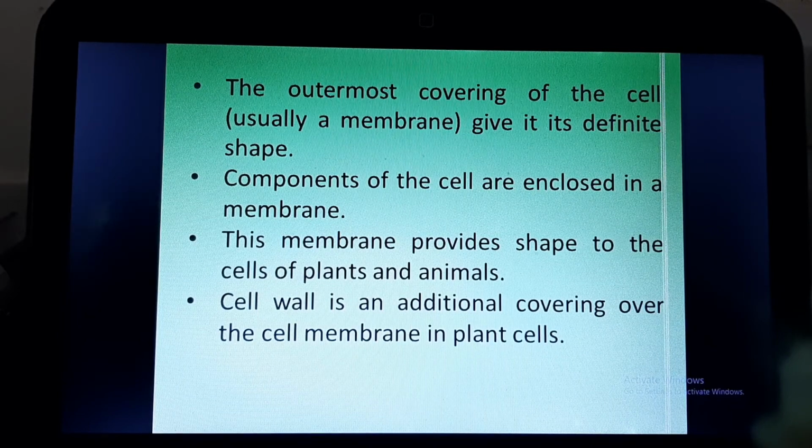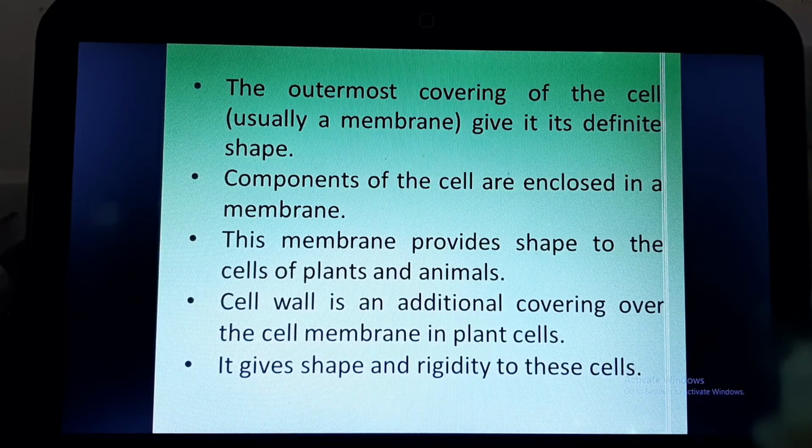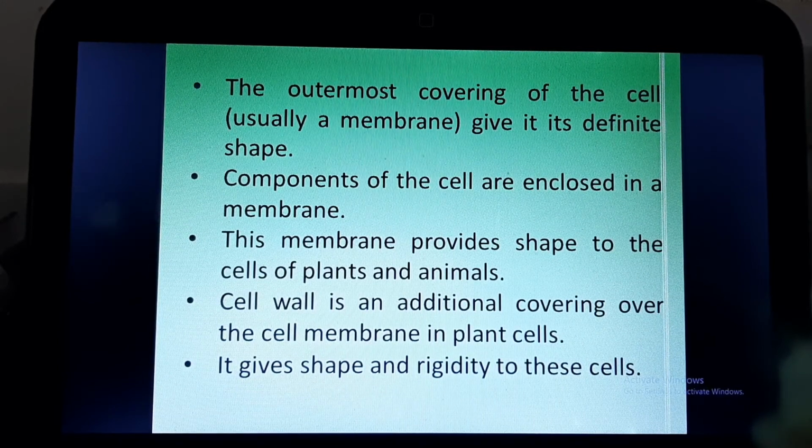And in plants there is one more covering. That means in animals there is only one outermost covering, which is called the cell membrane, and in plants there are two coverings. One is the cell membrane, similar to the animals, and one more covering which is called the cell wall. Why is it given? It is given for extra protection to the plant cells. And now this cell wall gives shape and rigidity to these cells.